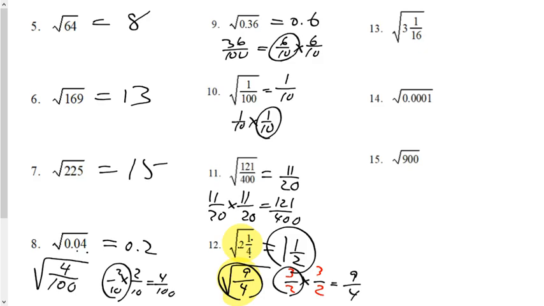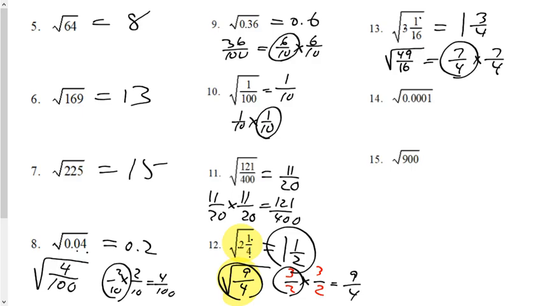Question 13, 3 and 1/16, a mixed fraction, bad. 16 times 3 is 48 plus 1 is 49. So therefore, it's 7 over 4 times 7 over 4, or 7/4 is the square root. But 7/4 as a mixed fraction is 1 3/4. So therefore, 1 3/4 is the square root of 3 and 1/16.